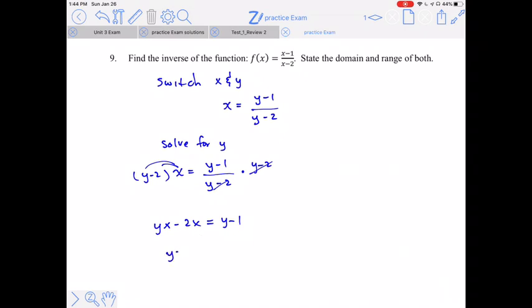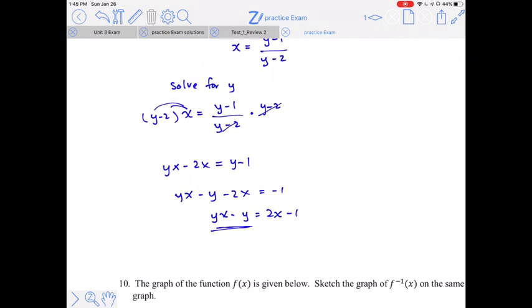So yx minus y minus 2x equals negative 1. All I did is subtract that y over there. But I only want to have terms that have a factor of y on that side. So I'm going to add the 2x and move it over here. So if I add the 2x over, I'm going to have yx minus y equals positive 2x minus 1.